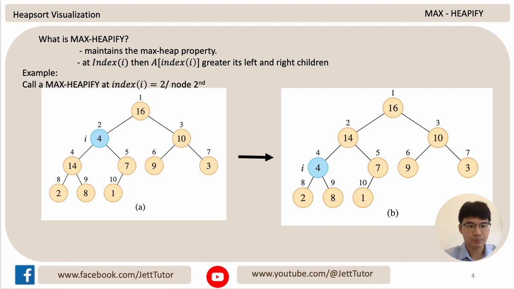For example, at index 2, the value is 4, but its left child is 14, and the right child is 7. This violates the max heap property, so we have to fix this. We will switch the value 4 with the largest value of its immediate children, which is 14, and then we swap this, and as you will see in figure B, like this.